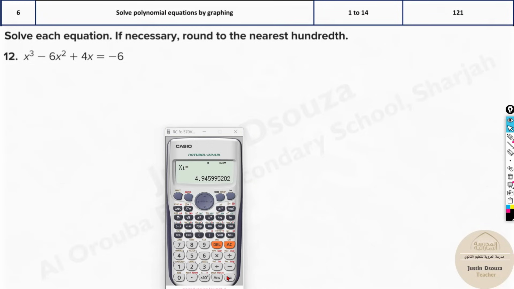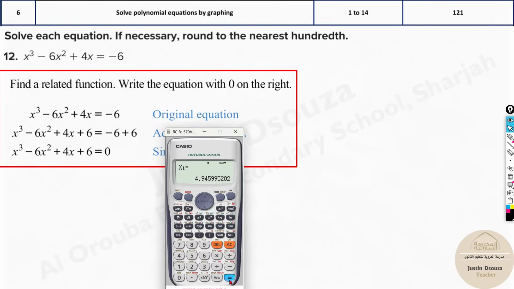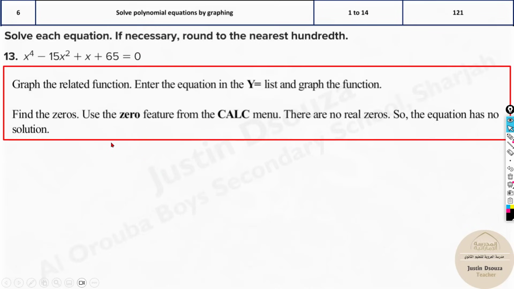Now let us look into the final answer. It should have been, oh sorry, I missed the answer, but the answer would be whatever you get in the calculator. That would be 4.94, 1.74 and negative 0.69. Similarly, please do solve the other problems. And over here there is no solution.